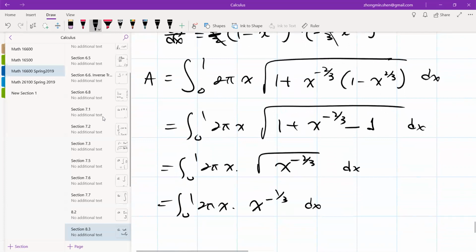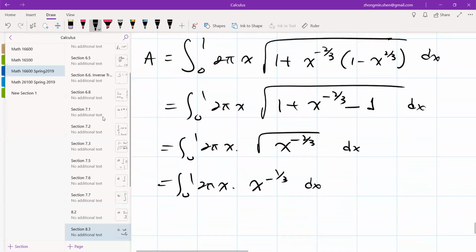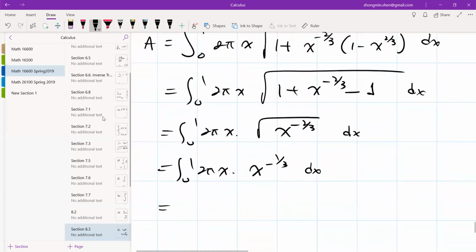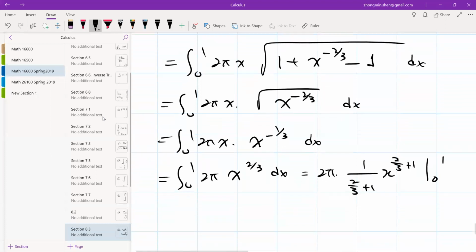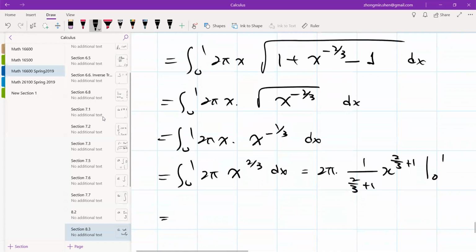Yeah. The key point is to decide which variable you're going to use. x to 2/3. Then you find the antiderivative, right? That is going to be 6 pi over 5. And that's it. Okay.